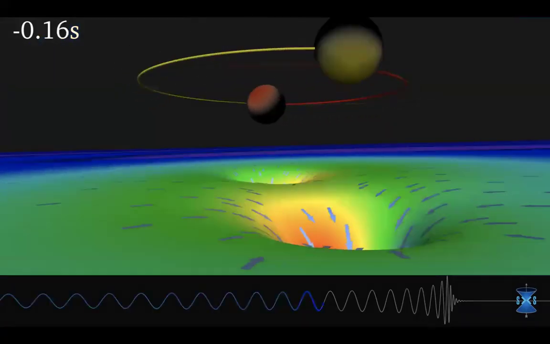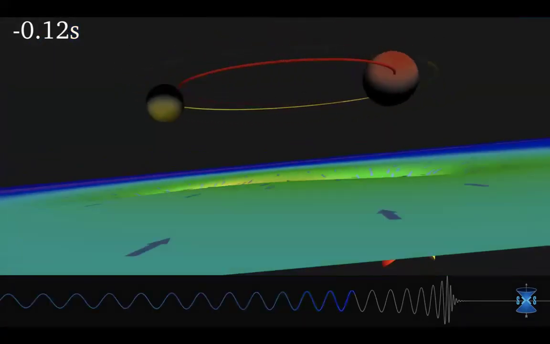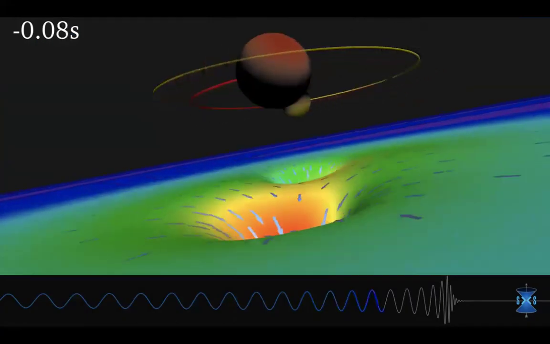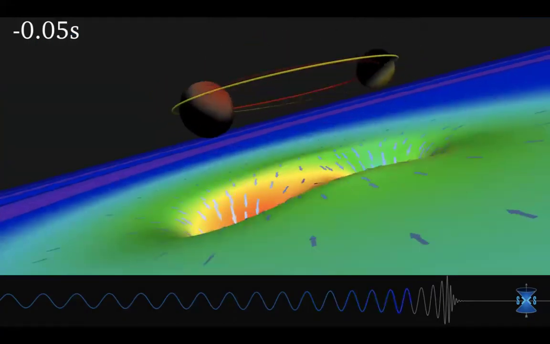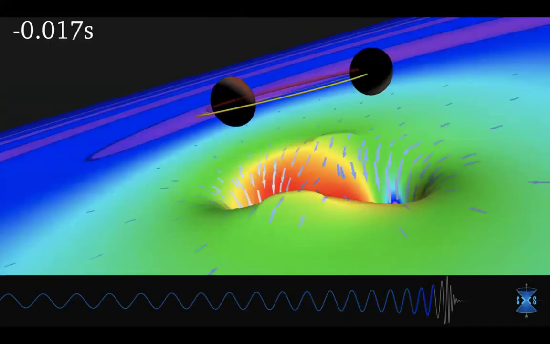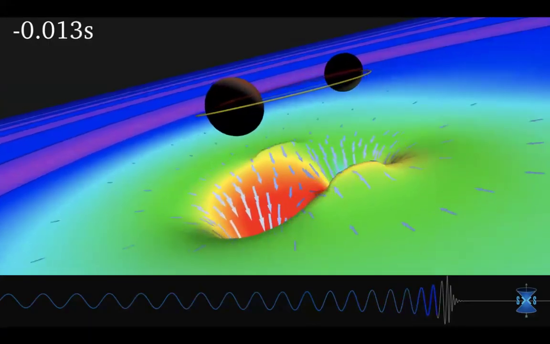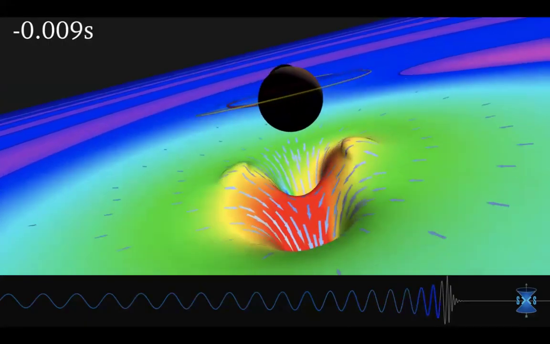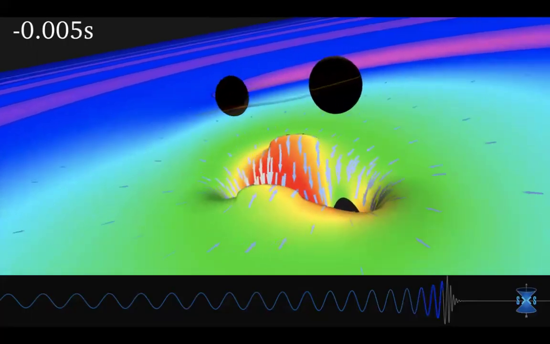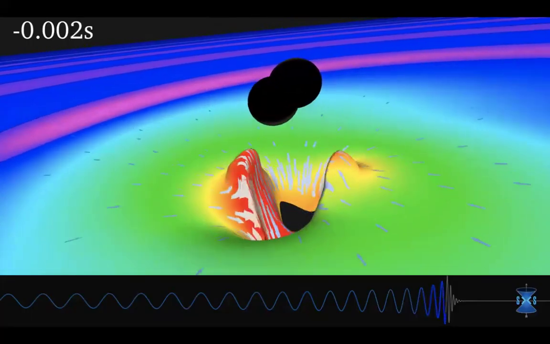I can jump here a bit in, and you can see the two black holes. Sorry for the bad frame rate. So this, of course, are the apparent horizons, not completely the real horizons. And now, as they're getting closer, you can see the gravitational wave signal becomes higher and higher frequency.